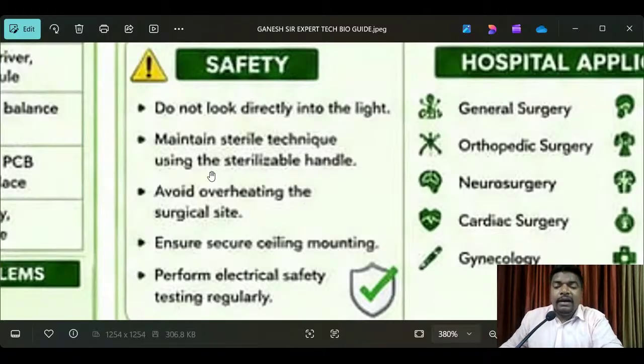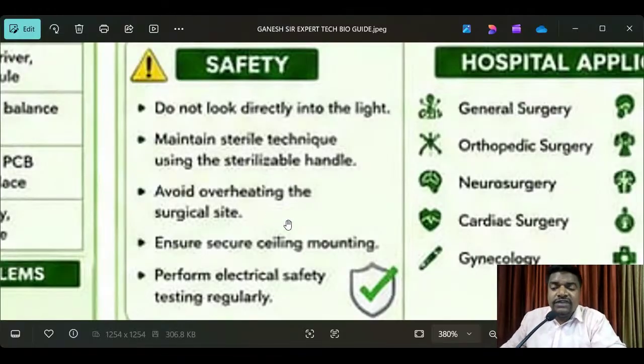Next, avoid overheating the surgical site. This is very important. See here, wherever there is heating, don't touch it and be careful, because these things happen where many juniors, many freshers, and many new engineers may not have an idea, so those people may have problems.